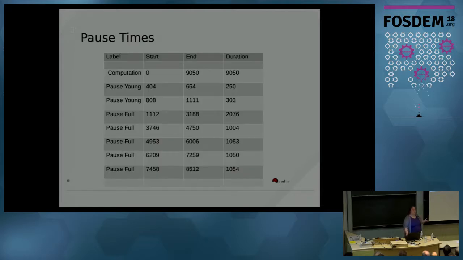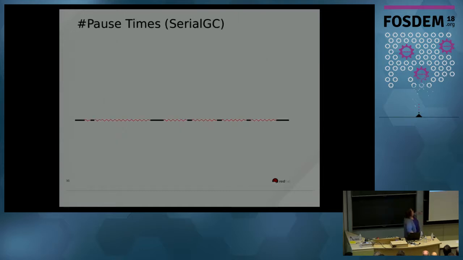I'd like something, when you have a pause time that gets reported, you say, okay, it ended at 250 milliseconds and it took 50 milliseconds. I'd really like some way of graphing that with the start time and the end time so that I could create graphs like this, where the black lines are your Java threads and the red lines are your GC threads. I find this a lot easier to look at and figure out what's going on.